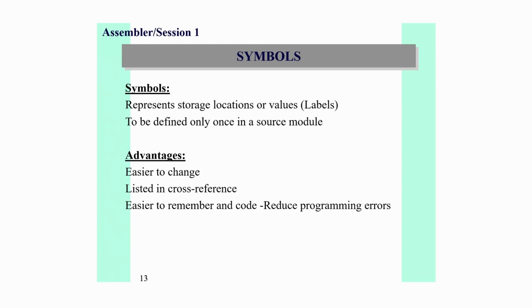And then it is easier to remember and code. It reduces the programming. So what does it mean? Even without a symbol, you can refer to some memory location. So it is easier to code a symbol. There are ways to get a memory location other than using a symbol. So that is what is implied here.